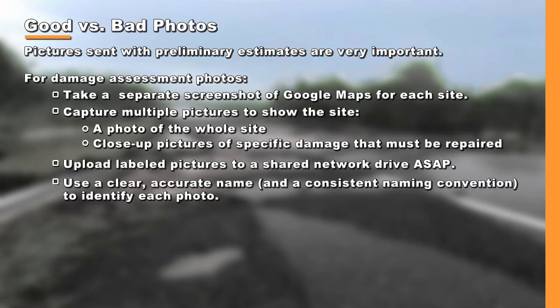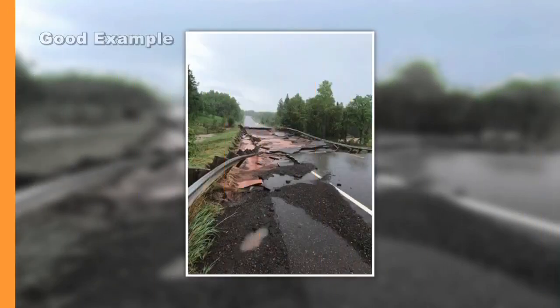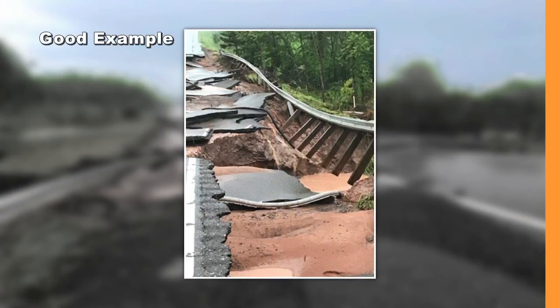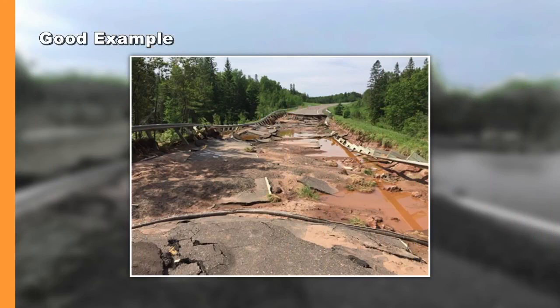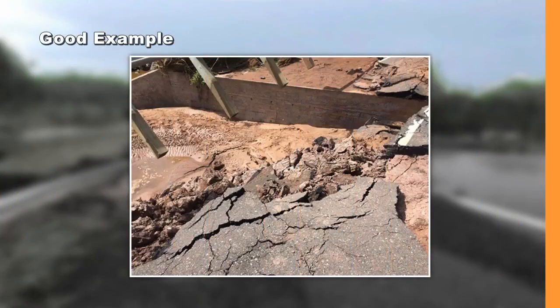These come from Highway 23 damage due to June 2018's flash flooding. This is a good photo because it's from a wide angle showing all the damage to the site as a whole. This is a close-up picture of a damaged guardrail, a good picture of a specific part of the right-of-way that needs to be restored. This is a good shot of the damaged roadbed that must be fixed. This good example is a close-up showing the washout around a culvert pipe that must be repaired.